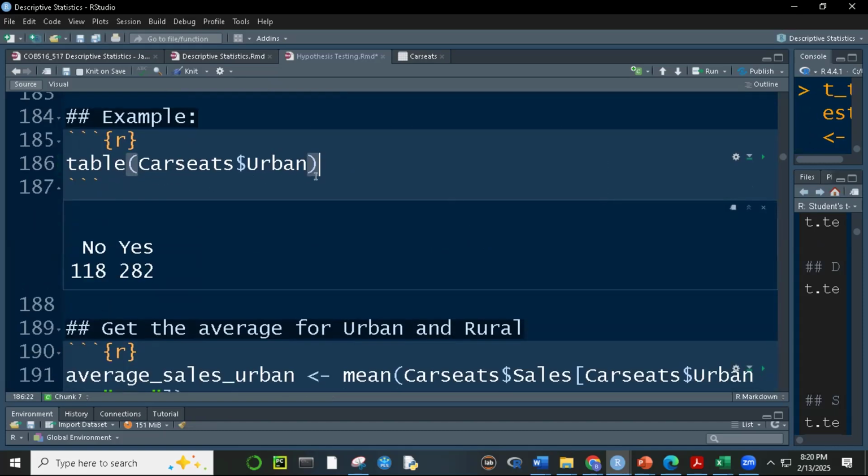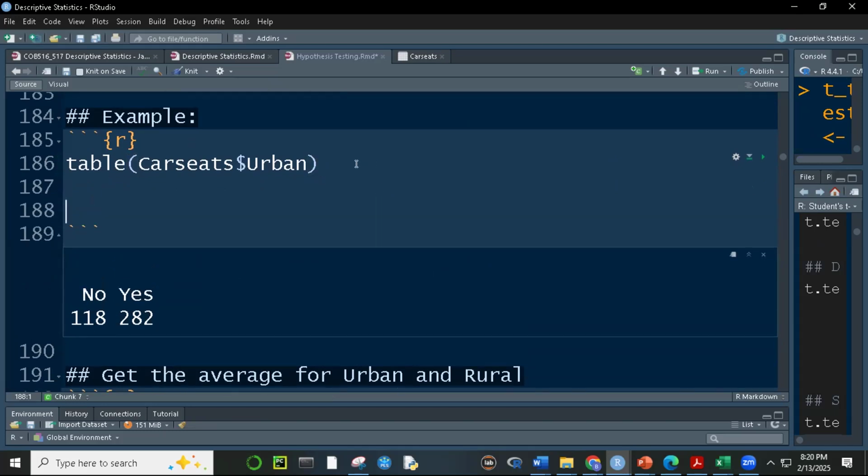Okay. By the way, did we discuss if you want the proportion of this? I don't think so. So maybe let's see, percentage urban. PCT urban. Okay, so alt minus.